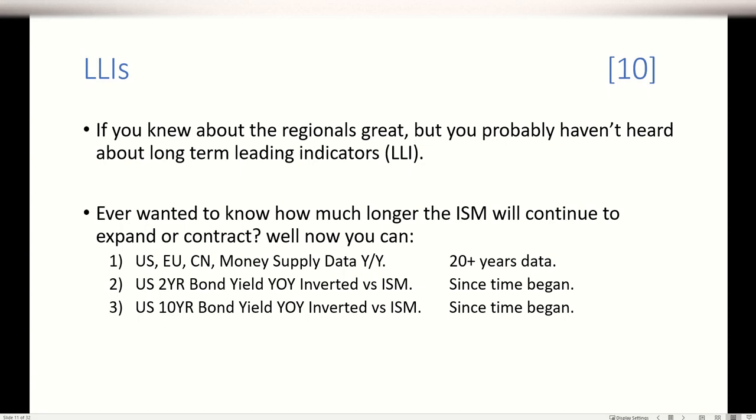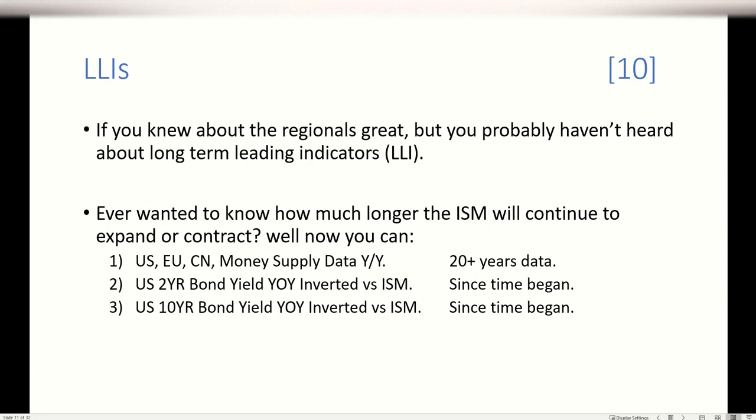Have you ever wanted to know how much longer the ISM will continue to expand or contract? The short leading indicators are great for telling you where we are in the next month or two, but what about the longer term, the next 18-month picture? Well, now you can. Money supply data is very, very important, and then also the bond yields. Essentially, when you're buying a bond or selling a bond, you're making a statement on whether you have faith in the forward-looking economy or whether you don't. This is easily Googled. Just Google bonds and what they mean and why people buy them and when they sell them, etc.